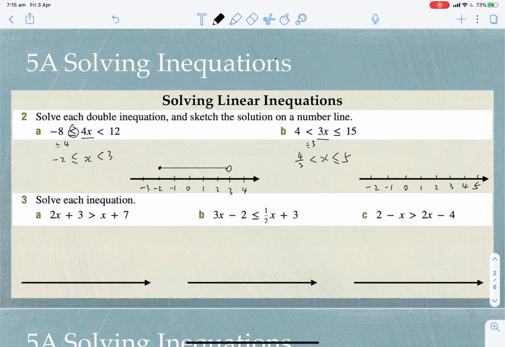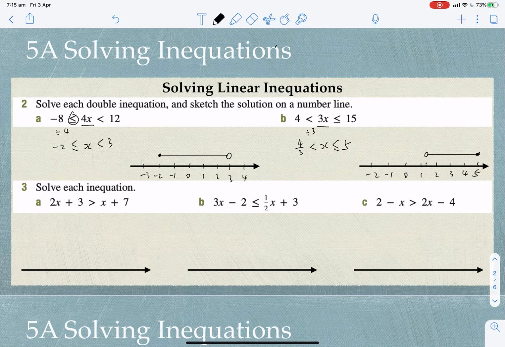Now, the negative 3 is here. It's an empty circle because it's less than. And then x is less than or equal to 5, so it's a solid point. Okay, easy. Now the next bit: you can basically solve the whole thing like a linear equation.